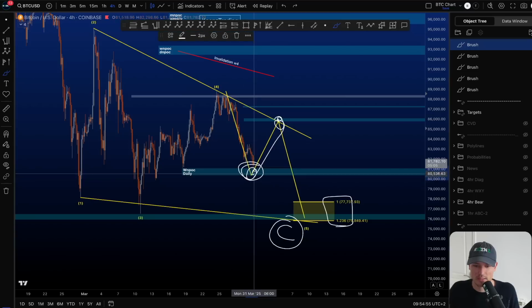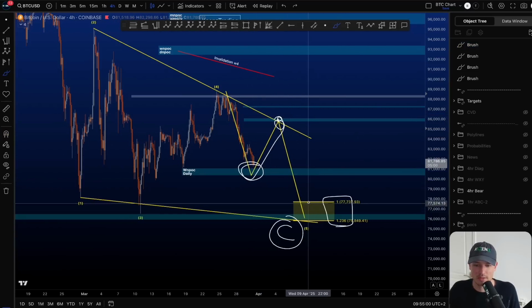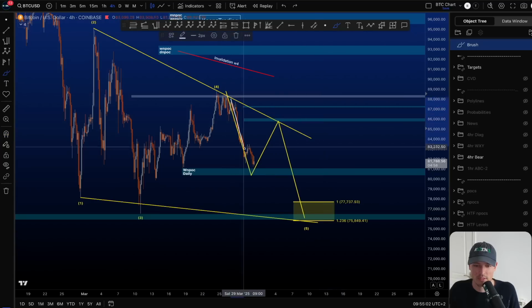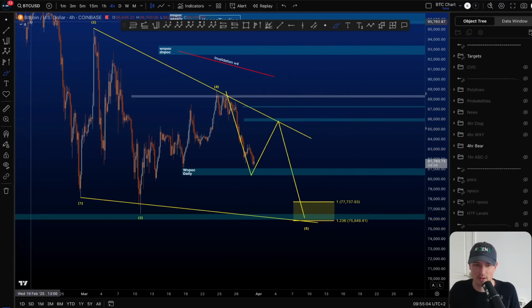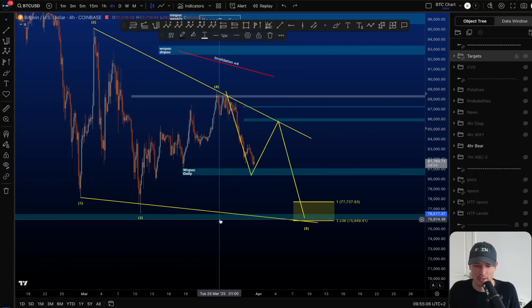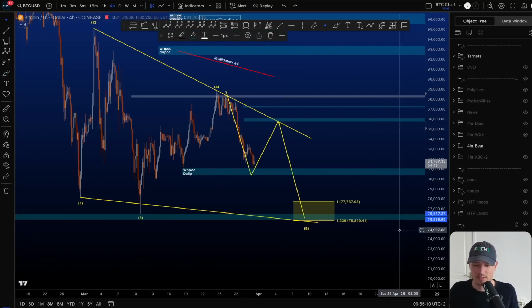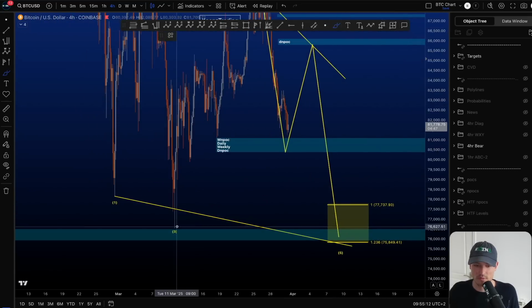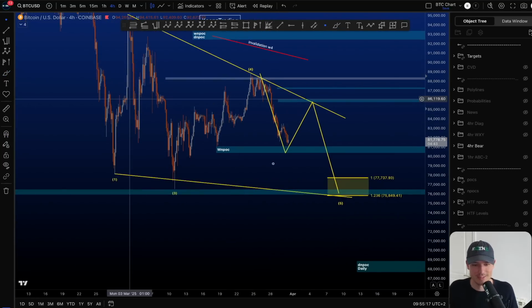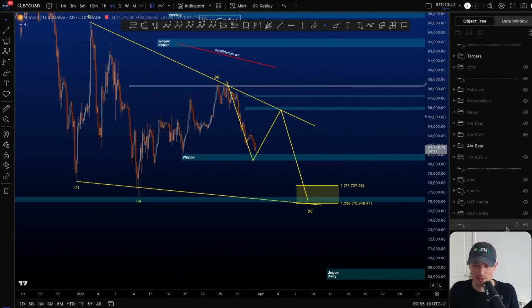The end of A is at the 80k support, the end of B at the 86k resistance, and then the common target for your wave C, A, B, C, is this area, which is also in confluence with the support box here between 75.9k and 76.5k, which so far has not been touched. We decided, or at least price decided, to move to the upside just before touching that support.